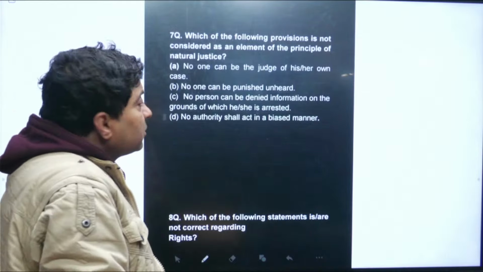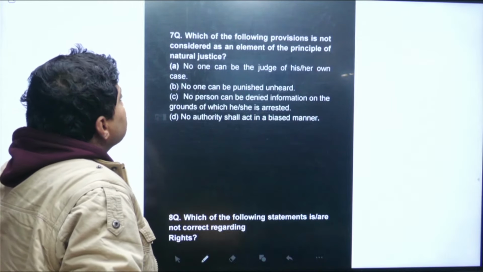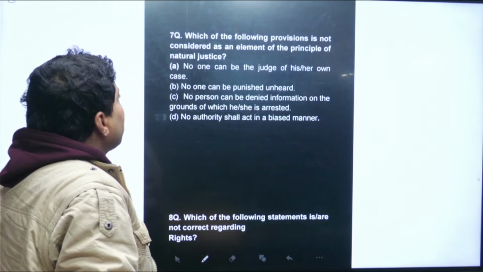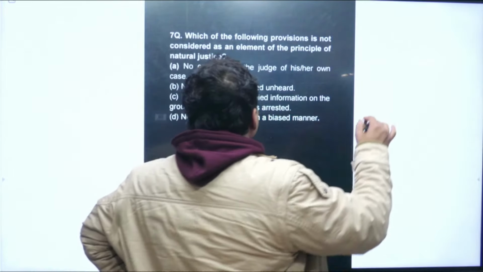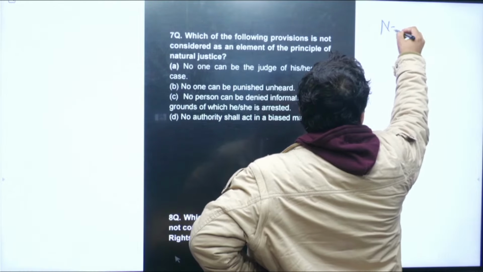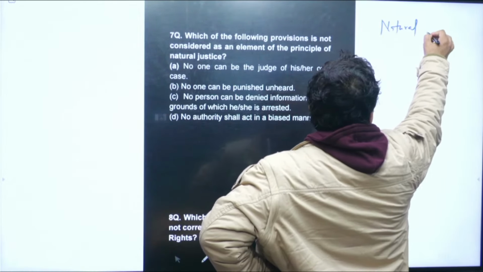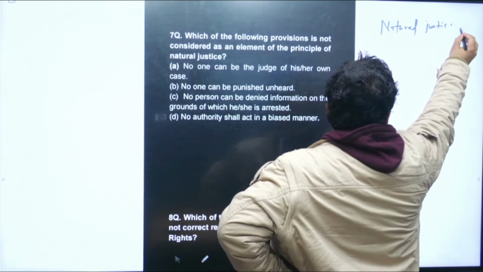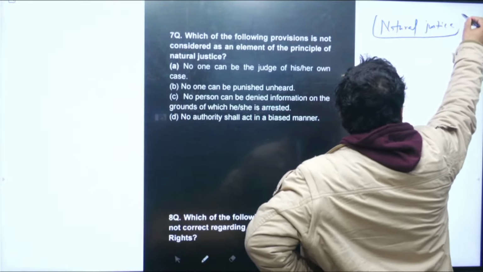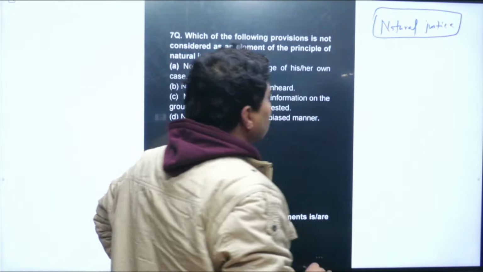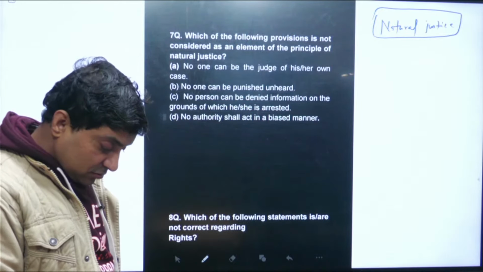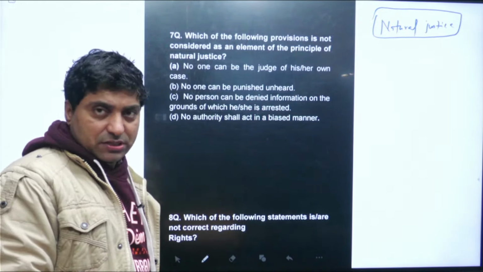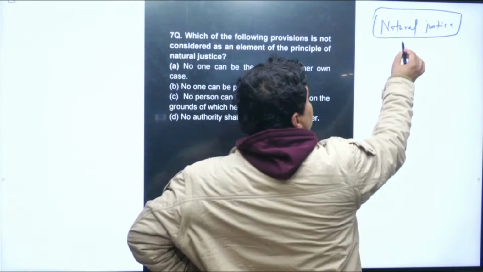Now, look at which one of the following provisions is not considered an element of the principle of natural justice. Now, this is a big question. Natural justice. What is natural justice? Natural justice implies that there should be fair justice. So, first thing, there should be fairness.